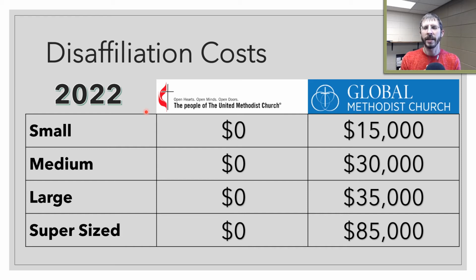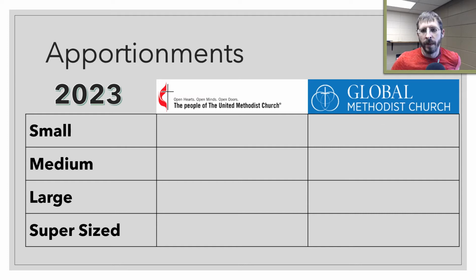I mean, that process also could change. I know we're living into it, and we'll see what happens, but at least as of 2022, that's what the process is. All right, so now let's look at apportionments. I think they call it something different in the Global Methodist Church, I think it's connectional funding. But apportionments for United Methodist, connectional funding for Global Methodist, and I'm using the 2023 year.